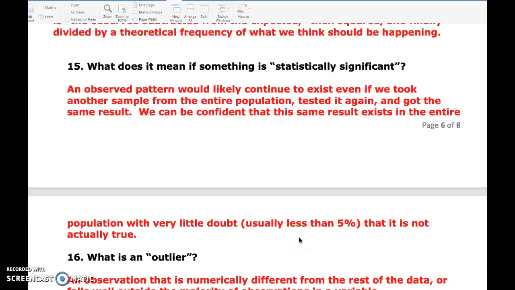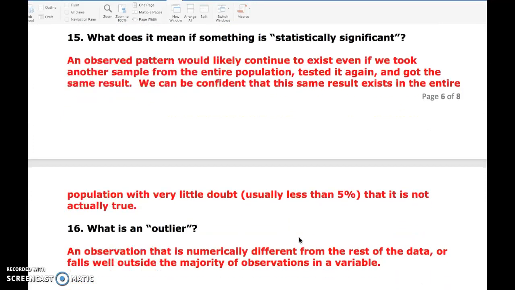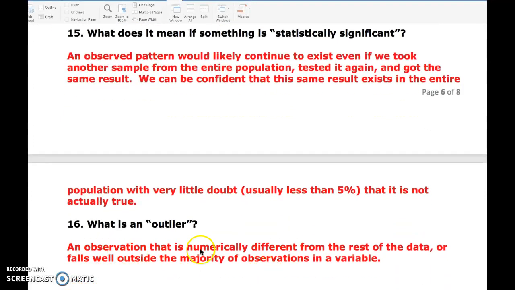Okay, so we like things that are statistically significant because we feel pretty good about saying this is real, it's true, it happens, and it's likely to happen even if we did it again and again. What is an outlier? It's an observation that's numerically different from the rest of the data or falls well outside the majority of observations in a variable. For example, if we were to take a measure of income, which would be called an interval variable because it's a quantity, and we wrote down each other's incomes, we get all the incomes lined up, and then in walks Bill Gates. He would be an outlier because his income would be so far away from the rest of ours that he would tug at the data and kind of skew it.